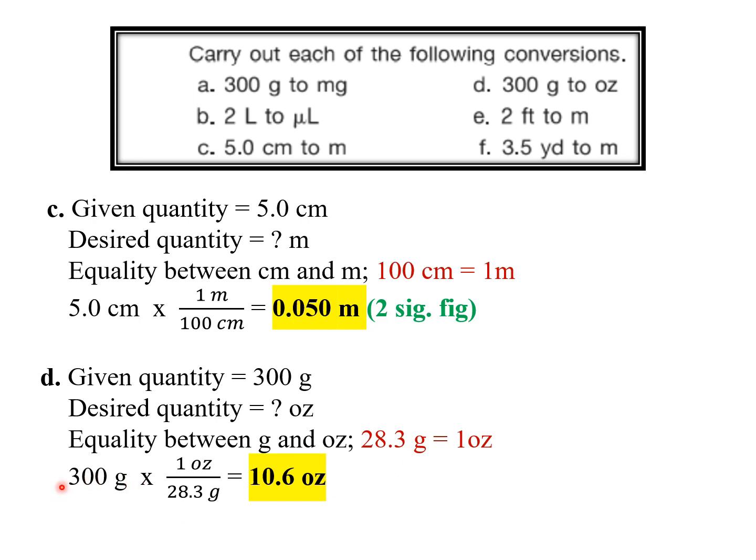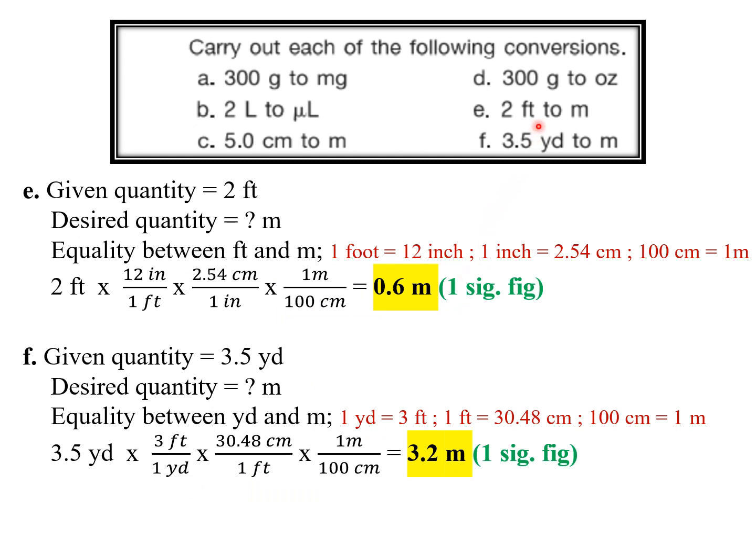So based on the given quantity unit, you need to select grams in the denominator. So 300 times 1, 300 divided by 28.3 is 10.6 ounce. Let's go to next question.